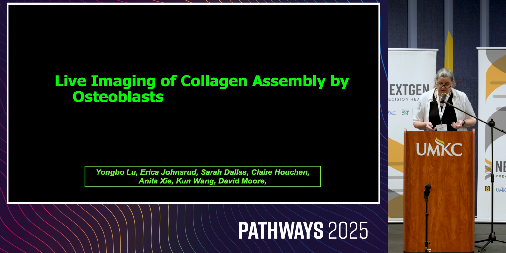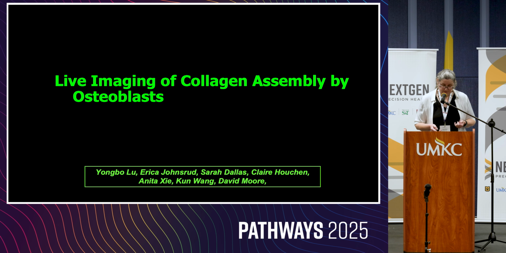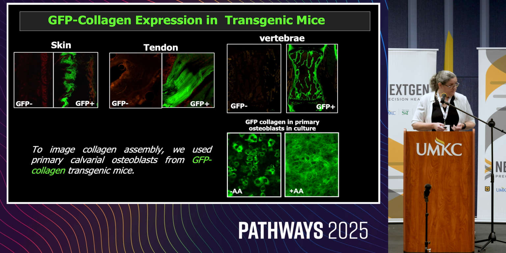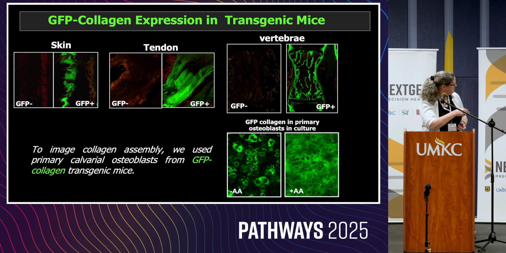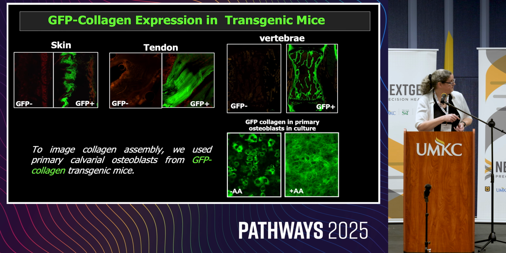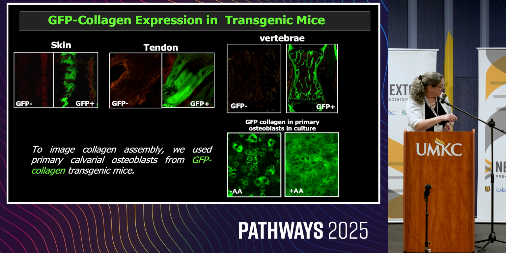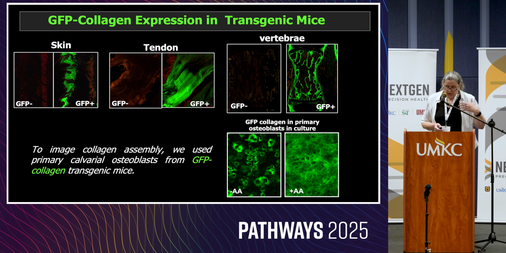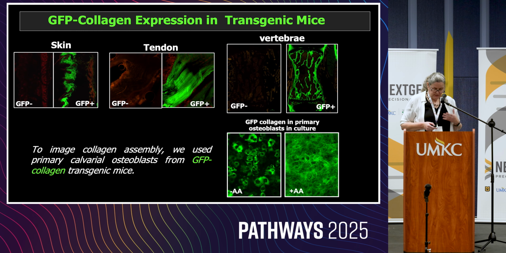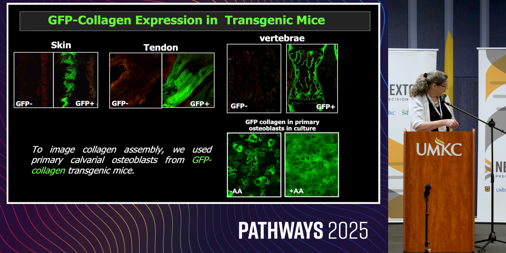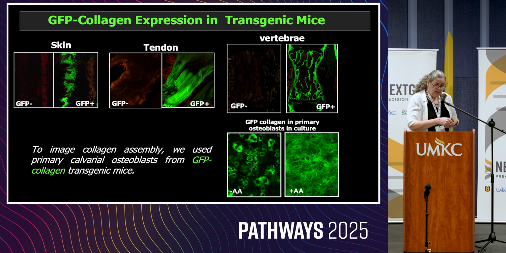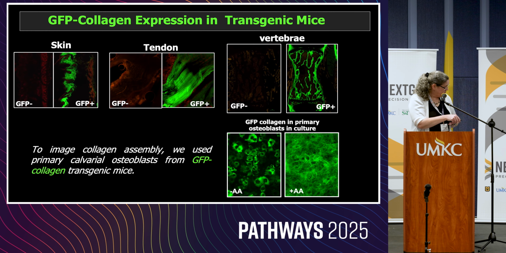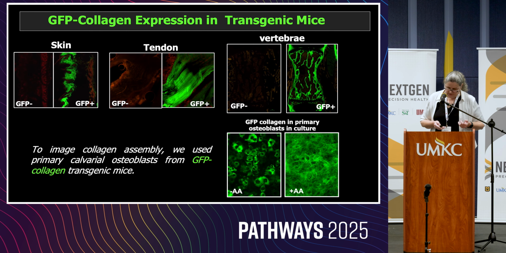So I'm going to show you first some live imaging of collagen assembly by osteoblasts. But first, these are the mice we made that have this GFP-tagged collagen. So you can see it present in the dermis of the skin compared to a negative littermate. It's present in tendon, and nicely, GFP collagen is present in the bone tissue of this vertebra. Now, to image the collagen, we isolate primary osteoblasts from the calvaria of these mice. If we grow them in culture on plastic dishes, we can get this nicely formed collagen matrix. If you don't give them ascorbic acid, the collagen stays inside the cell.